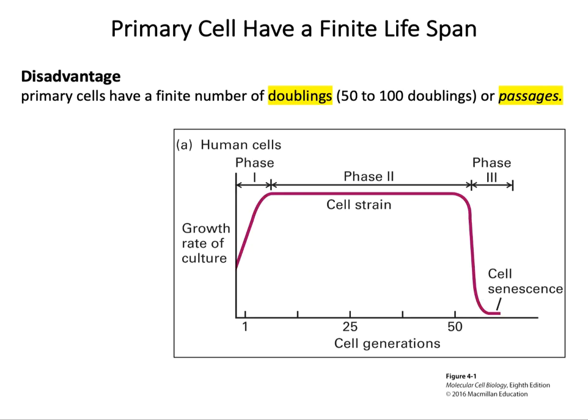This figure shows the growth stages of the cells in culture. On the y-axis is the growth rate, and the number of cell generations is shown on the x-axis. So freshly isolated primary cells have a rapid growth rate, but at about 10 to 12 generations, the growth rate begins to level off. And by 50 generations, you can see that there is a significant amount of cell death. So you can really only study these cells while they are actively growing in phase 2.